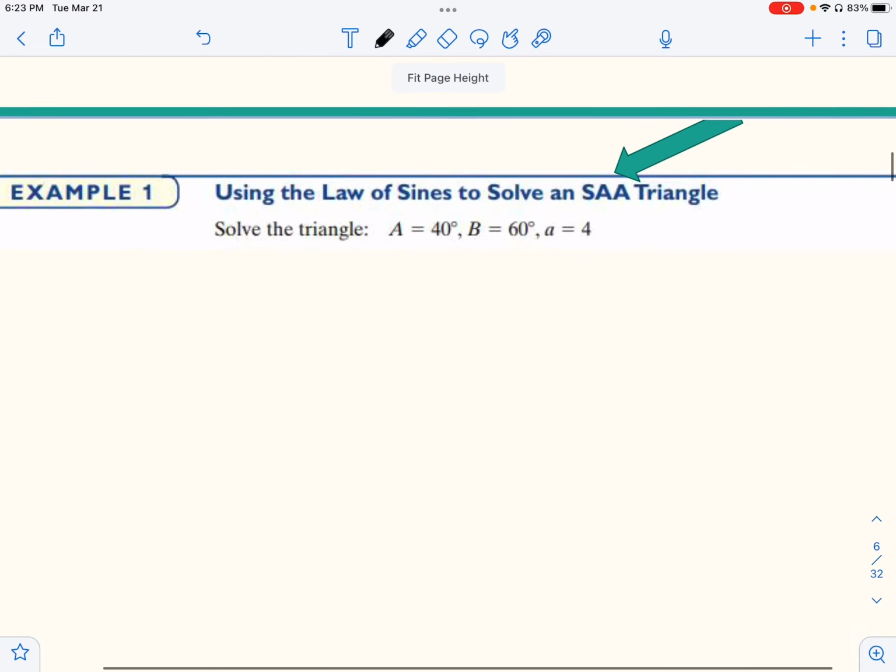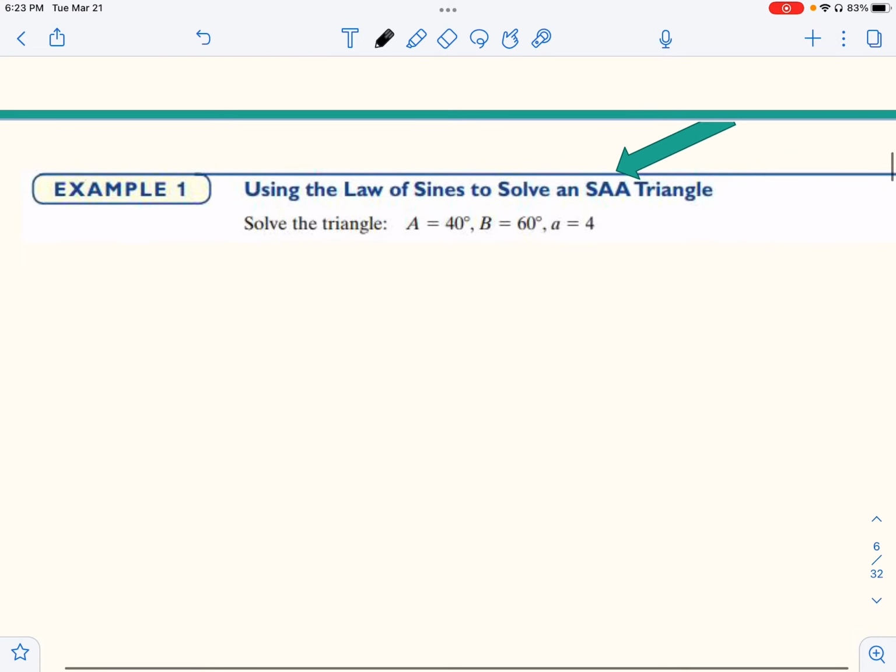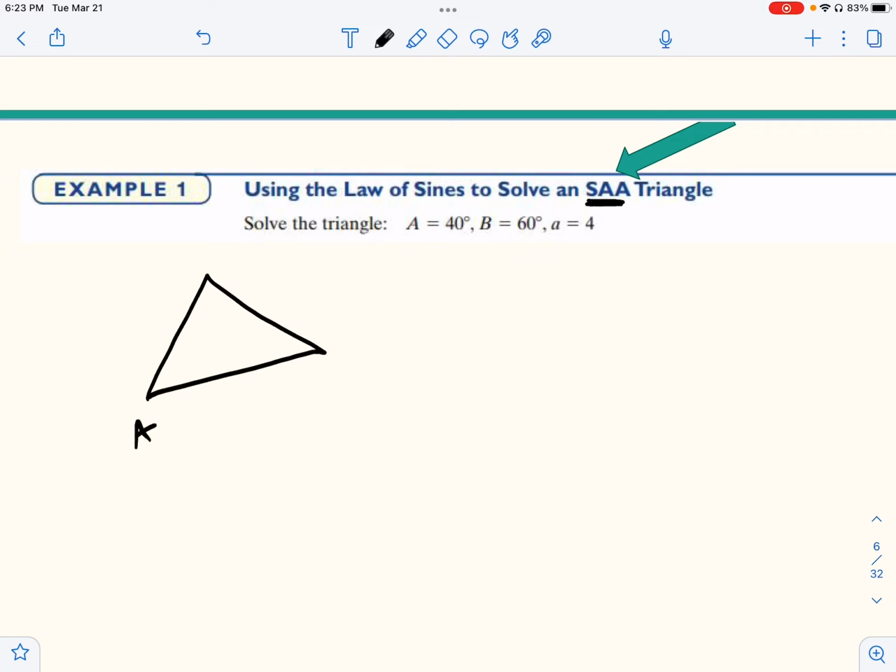So here's the first example, using the law of sines to solve an SAA triangle. And this is especially marked as SAA. No figure has been given, so I'm going to do my best and create that. Notice how two angles are given. That's the easy type, because if two angles are given, I can go ahead and find the third angle right away.